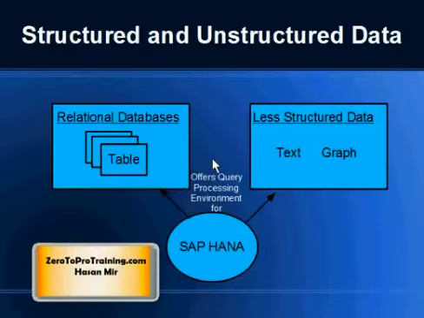Also keep in mind that SAP HANA database offers query processing environment for structured databases like two-dimension tables, where data is residing in two-dimension tables, very structured, and less structured data is also handled by SAP HANA database, like text and graphs and so on. So it could be used for either of the two kinds. Keep in mind that both OLAP and OLTP are structured systems.